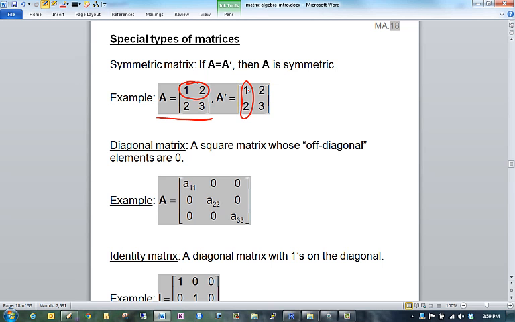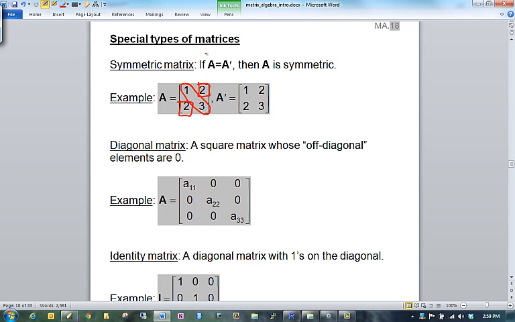Let's next talk about a diagonal matrix. First of all, what is a diagonal of a matrix? The diagonal of a matrix are the elements that correspond to when the row number is equal to the column number. So 1 and 3 lie on what's called the diagonal of the matrix. All the other elements of a matrix then are called the off-diagonal elements.